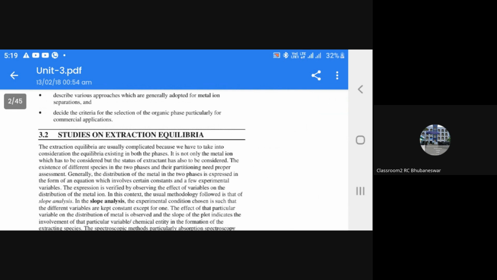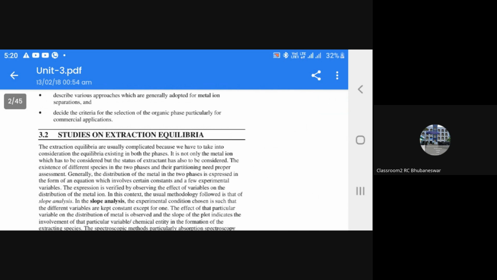So extraction equilibria are usually complicated because we have to take into consideration the equilibria existing in both the phases. So one criterion is we have to choose the expression. It is verified by observing the effect of variables on the distribution of the metal ion. In this context, the usual methodology followed is slope analysis. In slope analysis, the experimental conditions are chosen such that the different variables are kept constant except for one.